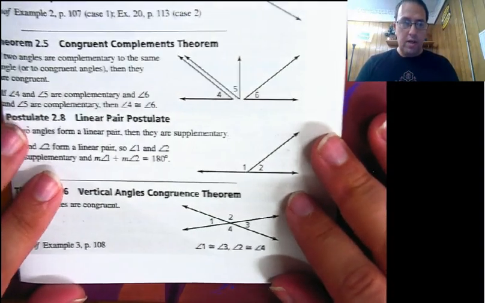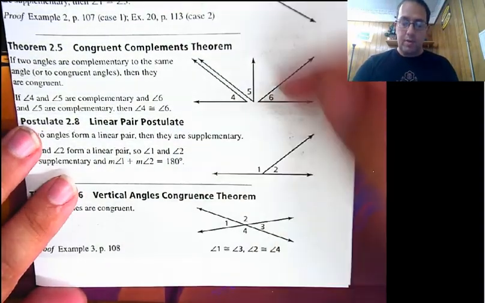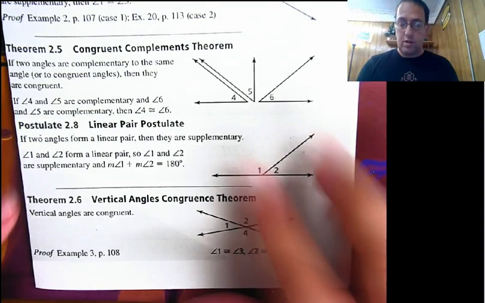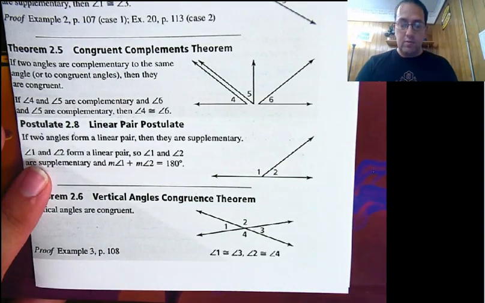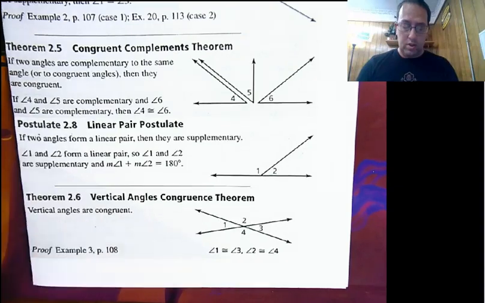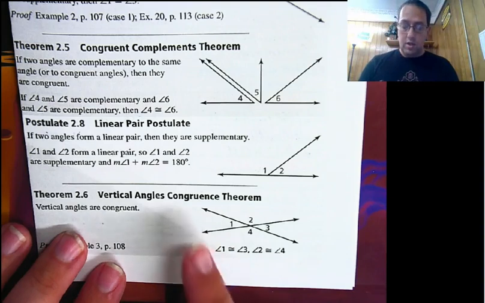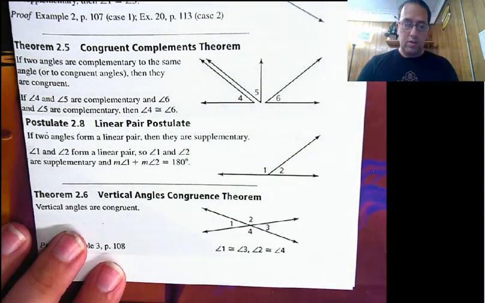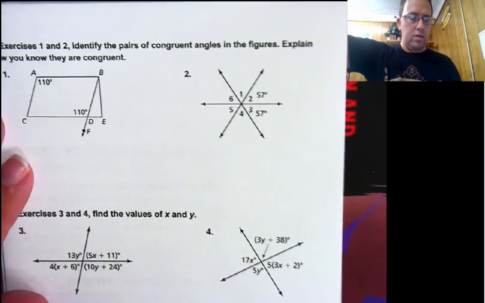Then we have one just like it, the congruent complements theorem. If two angles are complementary to the same angle or to congruent angles, then these two angles are congruent to each other. The linear pair postulate, which we will use a lot. If two angles form a linear pair, then they are supplementary. And finally, the vertical angles congruence theorem, which we will also use a lot. Vertical angles are congruent. So angle 1 is congruent to angle 3. Angle 2 is congruent to angle 4. Okay? So we're just going to do some stuff with those theorems really quick. This won't take too long.